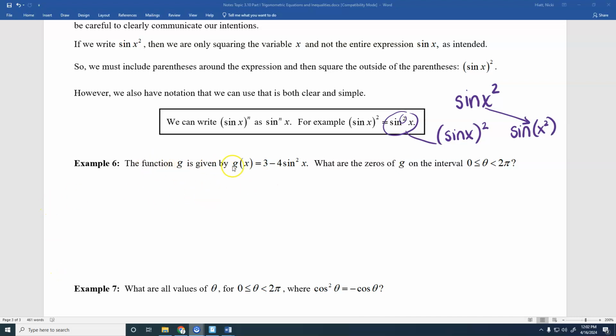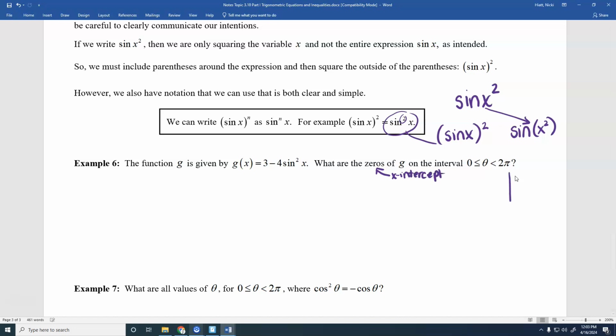So we are looking for the zeros of g from 0 to 2 pi. What is a zero of a function? Sometimes they are called solutions. Yes. It's where it crosses the x-axis, or we could call it an x-intercept.